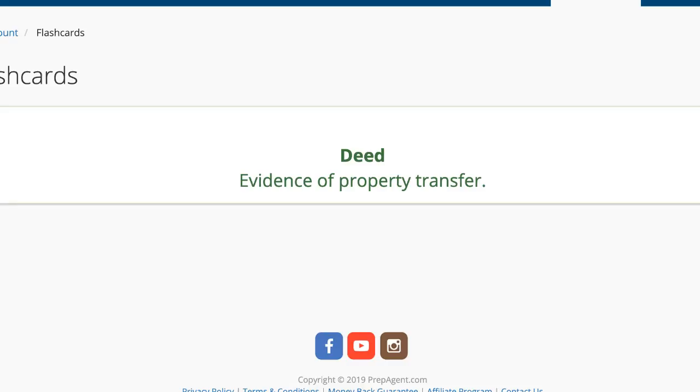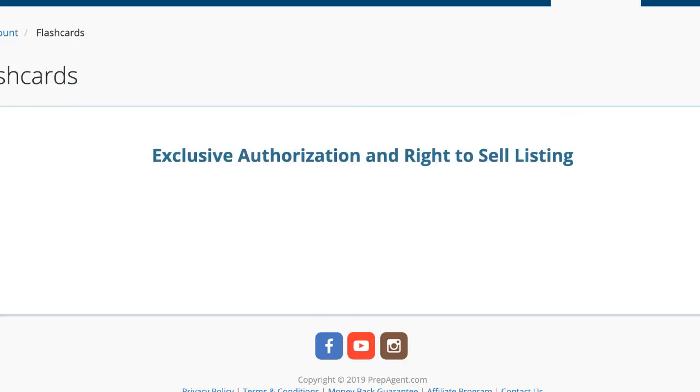Okay, good. Exclusive authorization and right to sell listing. What is that one? What does that mean? Throw out as many facts as possible about it. Let's see it, guys. See how much we know about this.